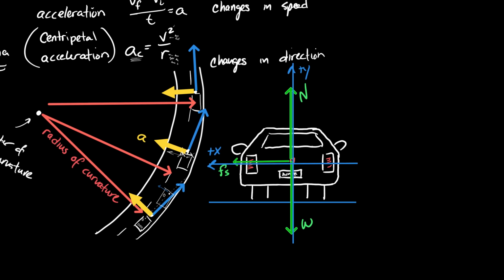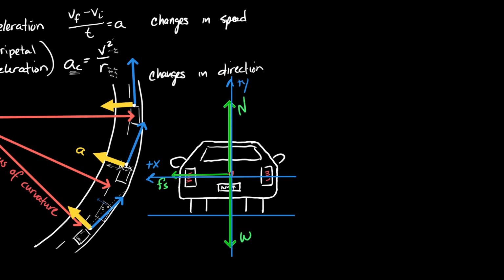And from here, I'm going to say things like net force in the x direction equals MAC, explicitly indicating this is a centripetal acceleration, which means I'll say friction, which is in the x direction, equals mv squared over r. So we're going to have questions that involve how fast can you go and how tight can the turn be.